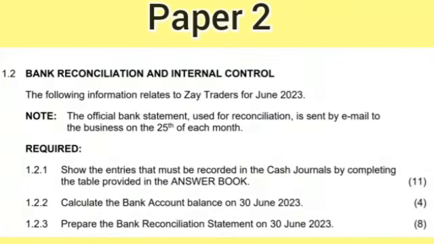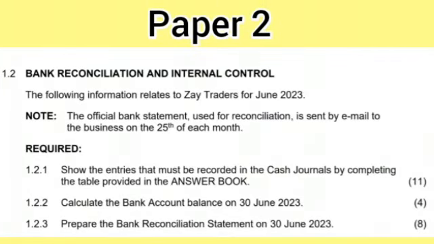This is a paper 2 question, and we are in question 1 of it, which is a bank reconciliation and internal control question, and it has the following information. The following information relates to Zay Traders for June 2023. It says, note, the official bank statement used for reconciliation is sent by email to the business on the 25th of each month. The required wants you to show the entries that must be recorded in the cash journals by completing the table provided in the answer book.